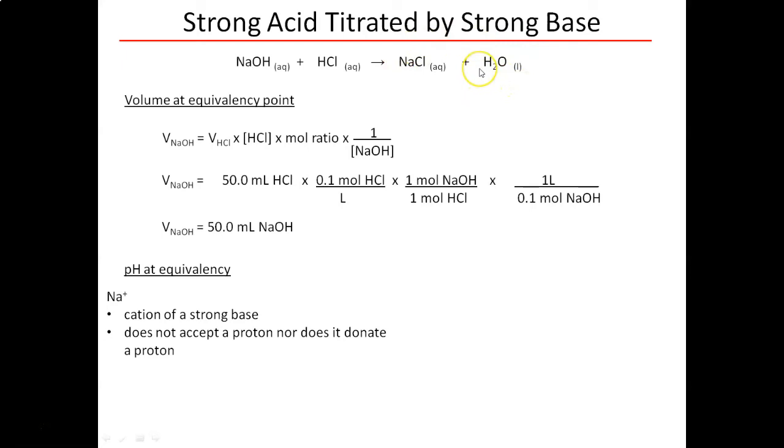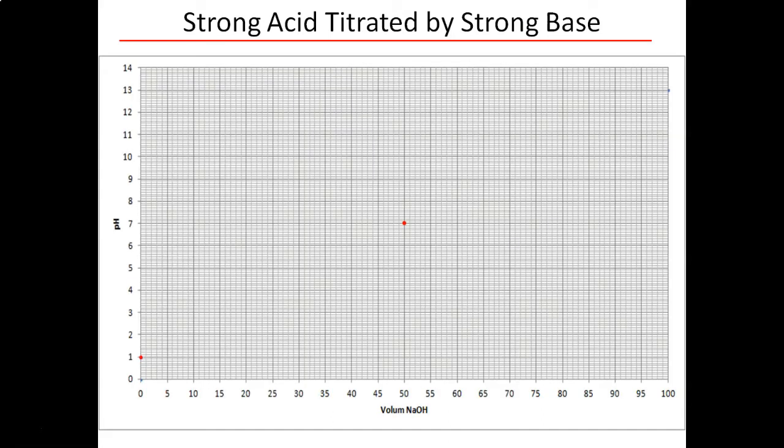So I have NaCl and water. And we know that sodium ion, the cation of a strong base, does not cause a hydrolysis reaction. Chloride is an anion of a strong acid, and it's too weak a conjugate base to cause a hydrolysis reaction. So in this case, we can say our pH at equivalency is 7. So I can plot that value.